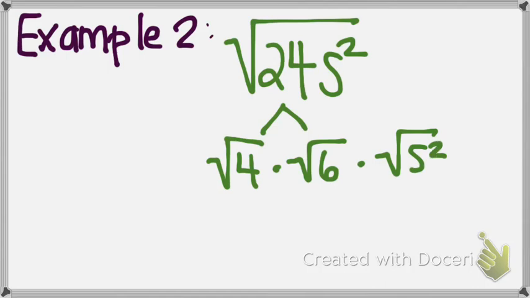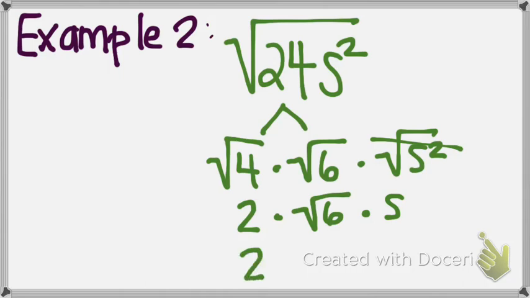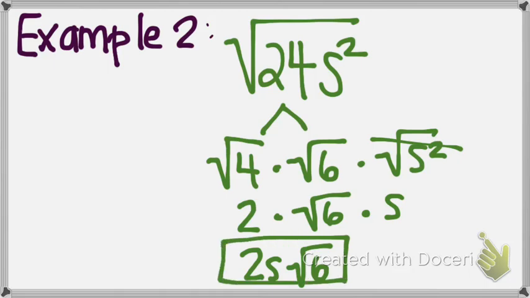Well, I know that the square root of 4 is 2. I don't think that 6 is a perfect square, just bring it down. And just like we learned last week, the square root and a square cancel each other out. So we're just left with s. There are no perfect square factors in 6, so I'm left with 2s times the square root of 6 as my answer.